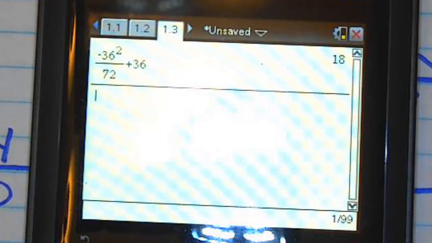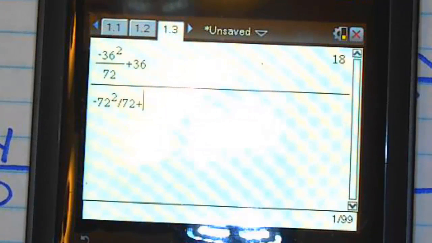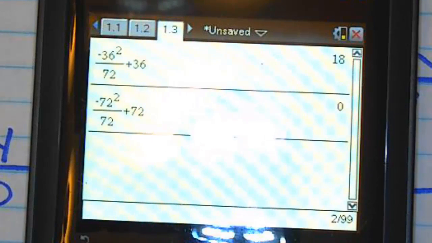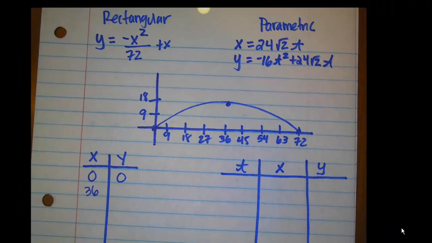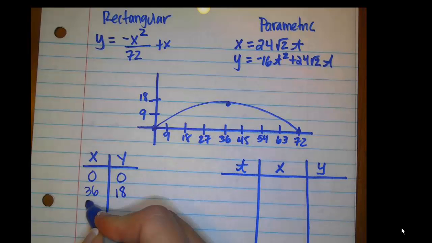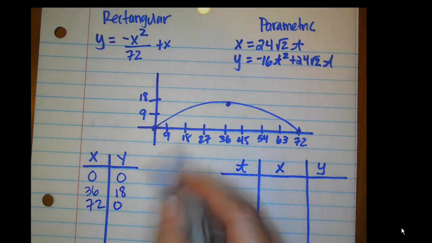And then when I put in 72, negative 72 squared divided by 72 plus 72 yields 0. All right, so we end up with (36, 18) and (72, 0). I'm just taking those three points.